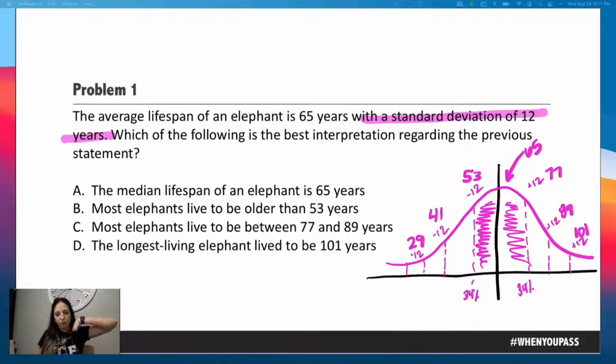So one standard deviation is 12, 2 sigma is 12, and 3 sigma is 12. Well, each standard deviation is 12, so I'm adding 12 each time to that data point, and then I'm subtracting 12 each time from that middle data point. So how do we interpret this problem? Because this problem really isn't that complicated when we look at these answer choices. The median lifespan of an elephant is 65.